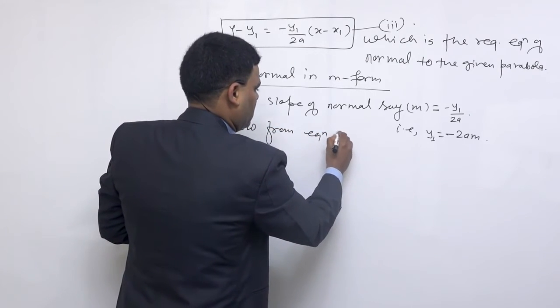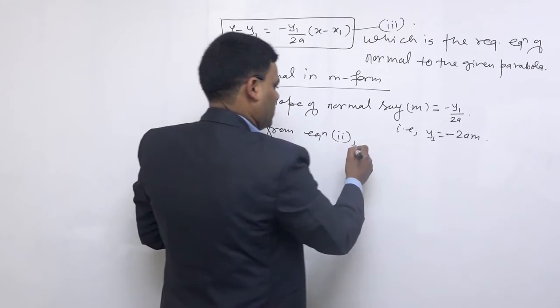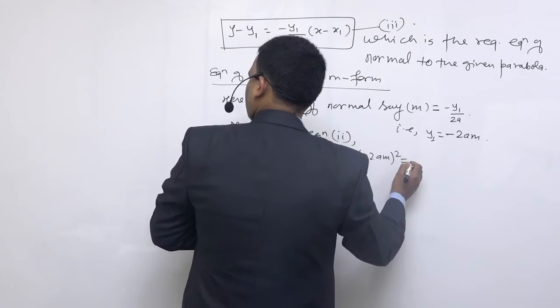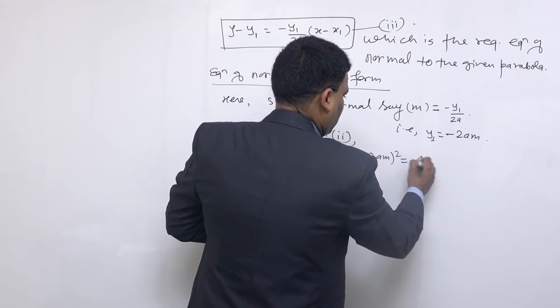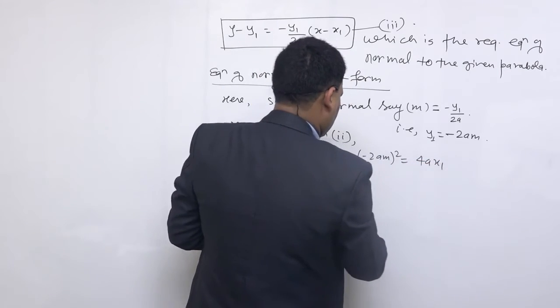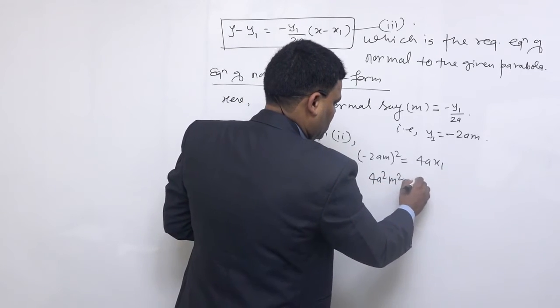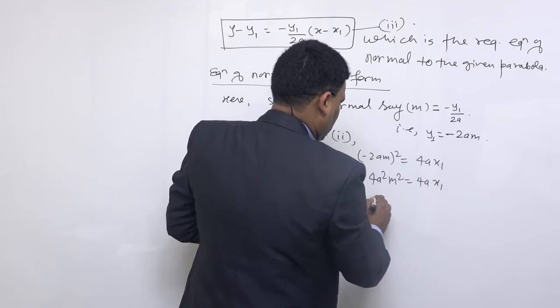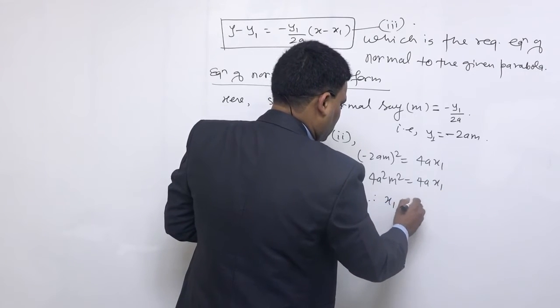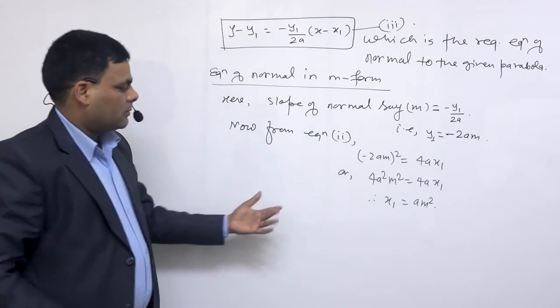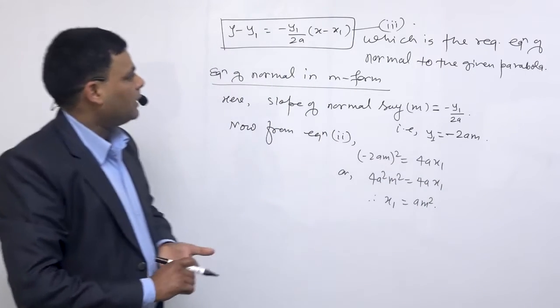Now from equation 2, minus 2am square equals to 4ax1, or 4a square m square equals to 4ax1, therefore x1 equals to am square. Thus we have found the values of x1 and y1.